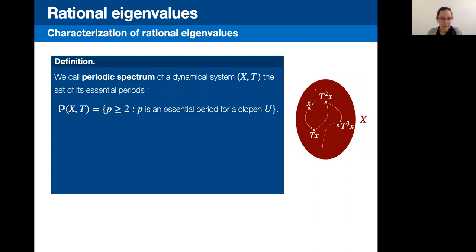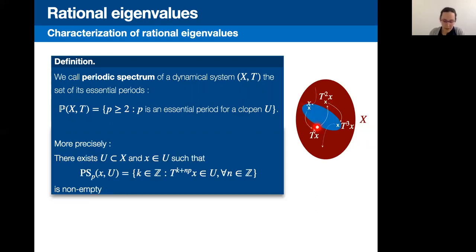And we will define the set of its essential periods as the essential periods for a clopen set U. That's to say, more precisely, that there exists a subset U of X where we return periodically. For example, here we have x in this subset, and if we apply the transformation map 3 times, we go back to this set. We have T^3(x) in the subset U, and we will also have T^6(x) in this subset, and so on. And if we go backwards, we will have the same behavior. So here we follow the notation of Williams, who used this notation for the study of tuplet sequences.